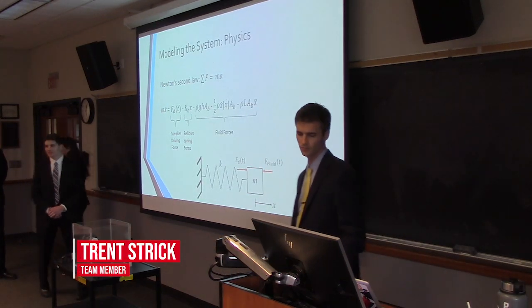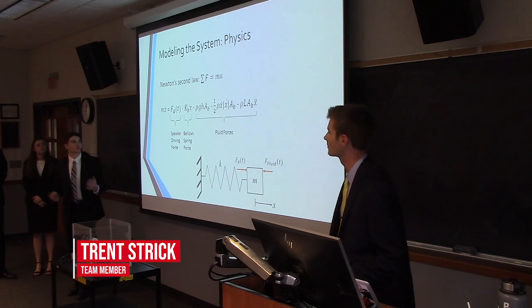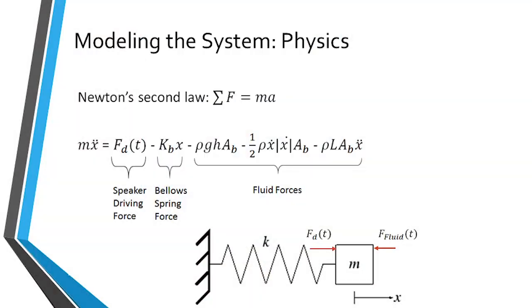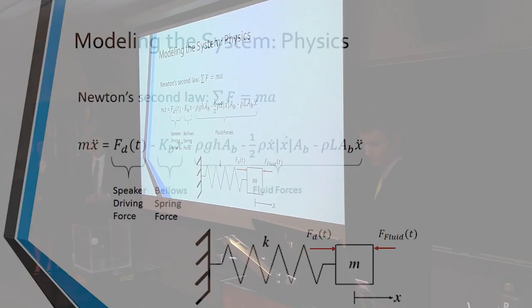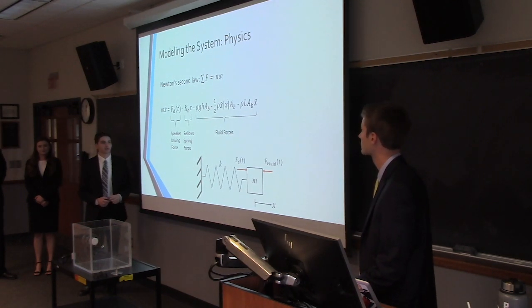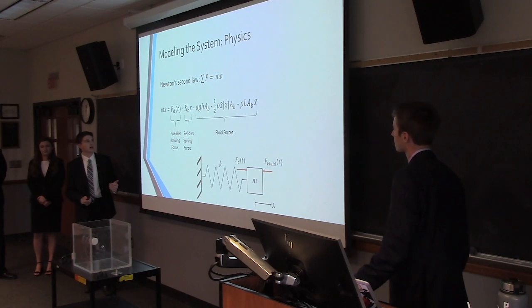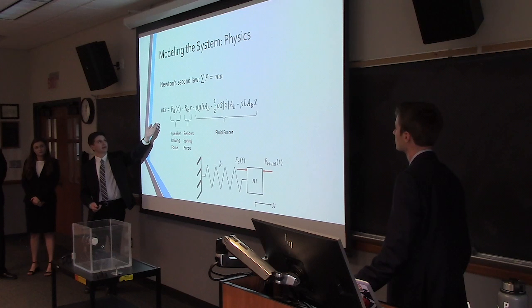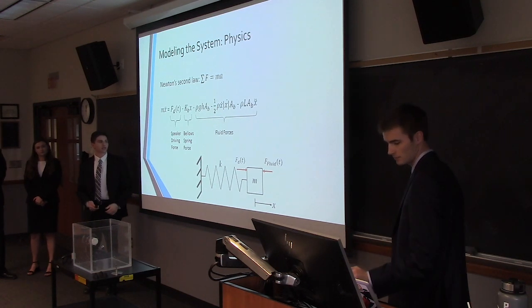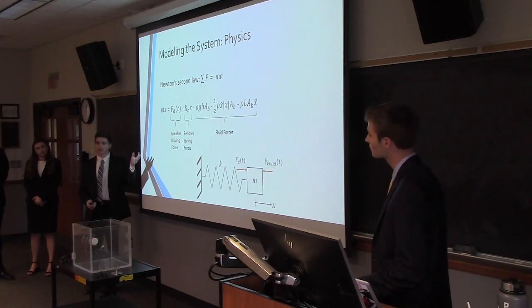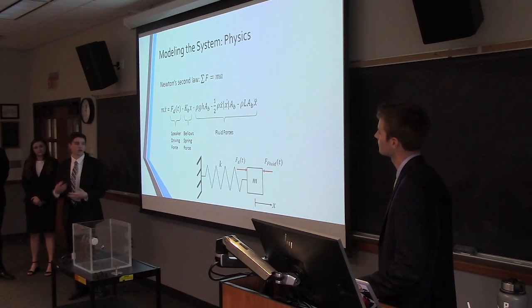So, to decide what bellows would be optimal for our system, we decided to model the actual system using physics. We started with Newton's second law, the sum of the forces equals mass times acceleration. Below here is the equation we developed and coded in MATLAB using a second order differential code. So we have mass times acceleration equals the driving force from the speaker, the spring force from the bellows, and then the fluid forces that come from the water around the bellows.